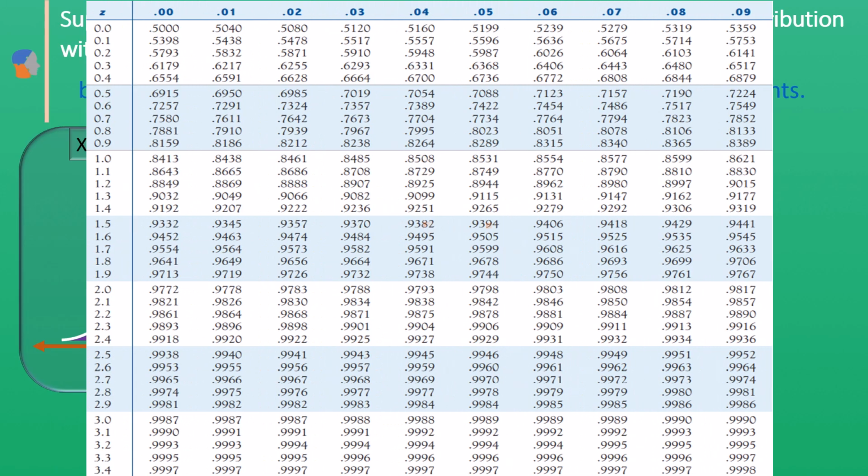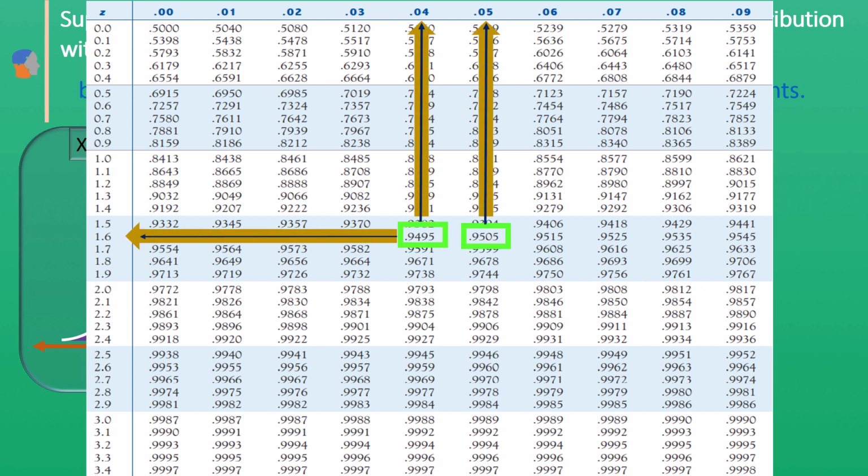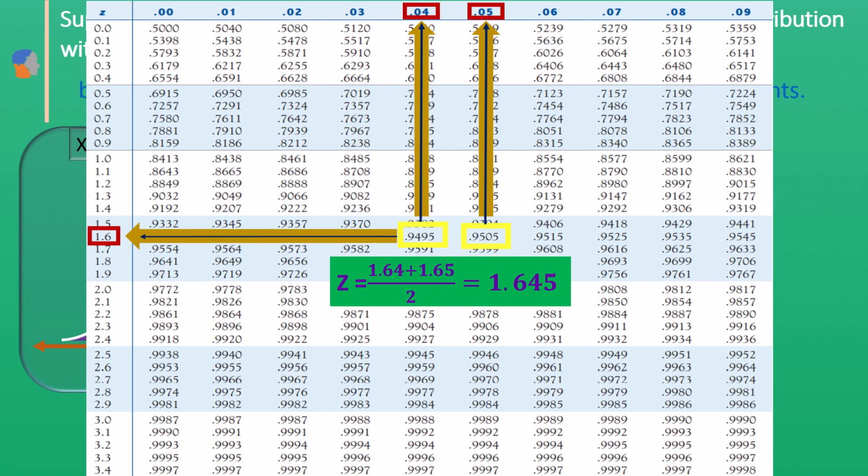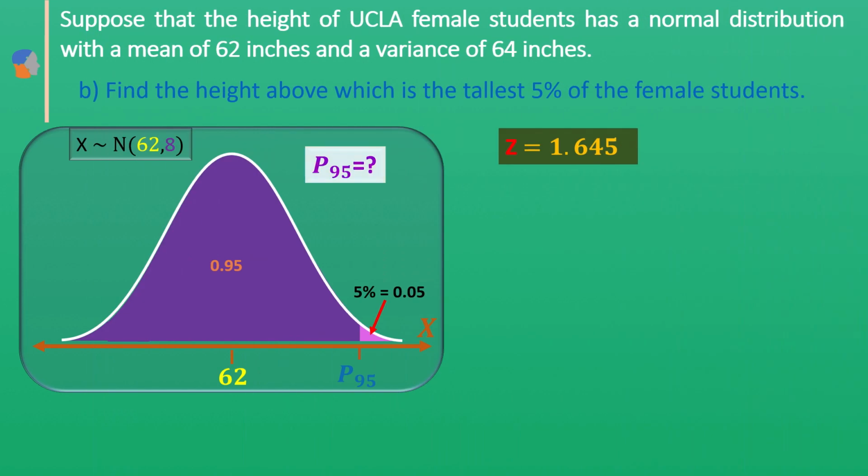P95. Just go to the table. Then find 0.9500. Can we find 0.9500? No. But we can find two numbers, one less than and another one greater than. But here you see 0.9500 is exactly in the middle of these two numbers. Therefore, we have to consider both numbers and corresponding z values and get the average of that. So that is 1.645. So the z value from the table is 1.645.